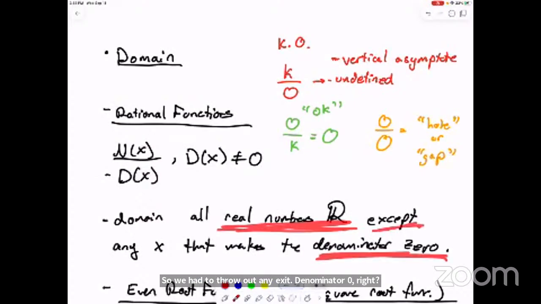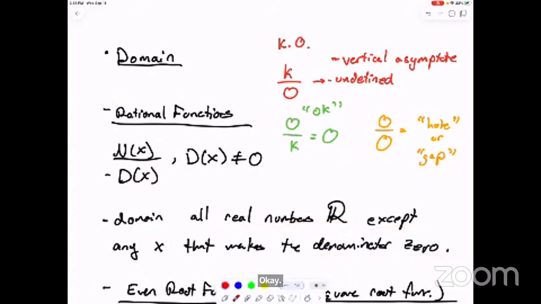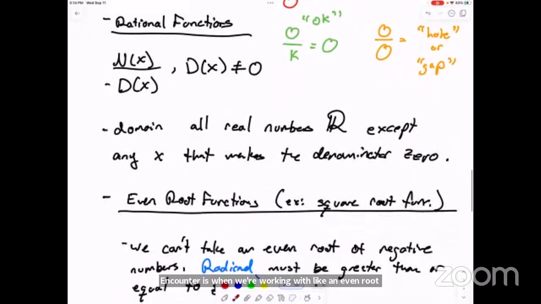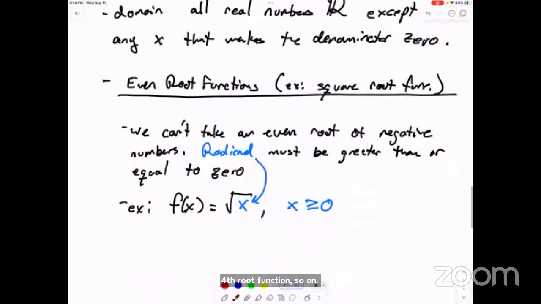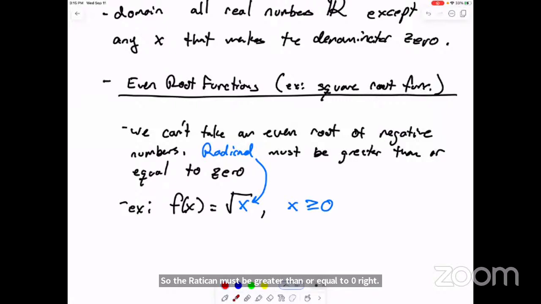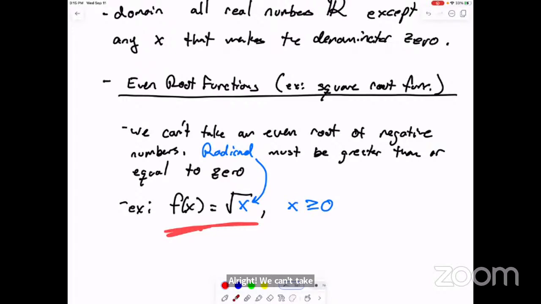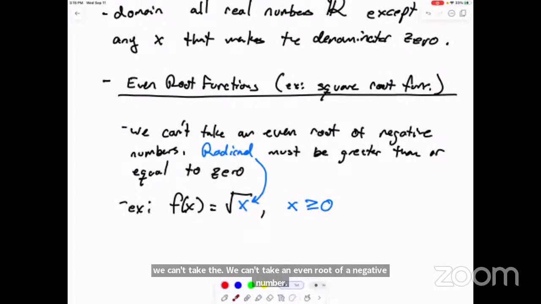And then the other type of domain that we encounter is when we're working with an even root function, like a square root function, fourth root function, and so on. When it comes to an even root, we can't take an even root of a negative number, so the radicand must be greater than or equal to 0. If we consider f of x equals the square root of x, the radicand, the x there, has to be greater than or equal to 0. We can't take an even root of a negative number.